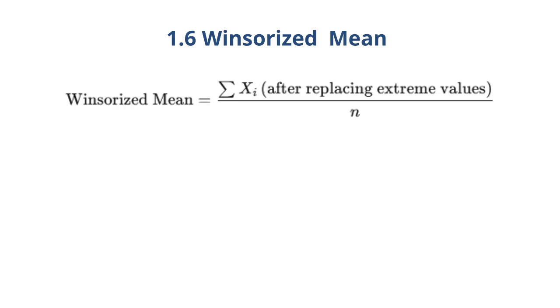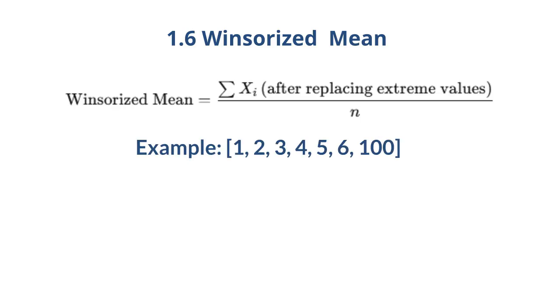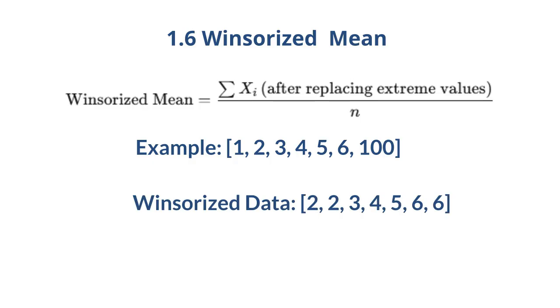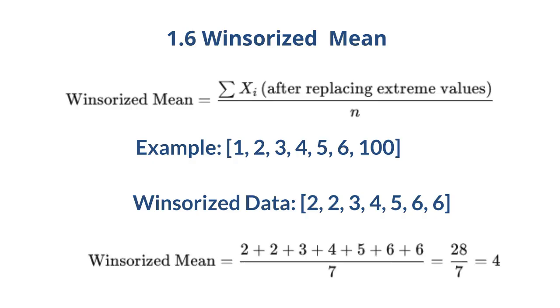Example, using the same dataset from the trimmed mean example, data: 1, 2, 3, 4, 5, 6, 100. Let's calculate the winsorized mean by replacing the lowest value, 1, with the next smallest, 2, and replacing the highest value, 100, with the next largest, 6. Step 1. Replace the extremes. Winsorized data: 2, 2, 3, 4, 5, 6, 6. Step 2. Calculate the mean of the winsorized data. Winsorized mean equals 2 plus 2 plus 3 plus 4 plus 5 plus 6 plus 6, divided by 7, equals 28 divided by 7 equals 4.